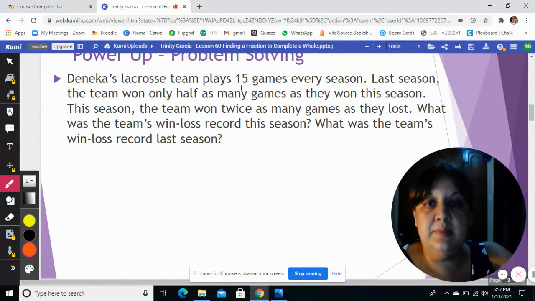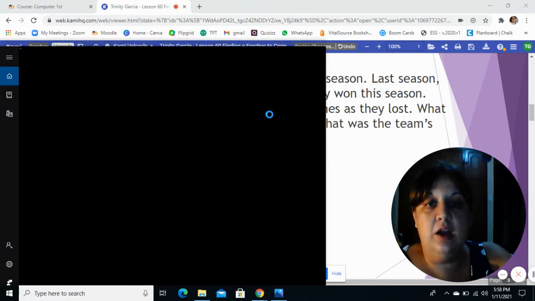Danica's lacrosse team plays 15 games every season. Okay, so that's our total number of games that could be won or lost. Last season, the team won only half as many games as they won this season. Only half as many seems like an important amount of information, but we don't really know how many they won yet this season, so we don't know what half as many is.